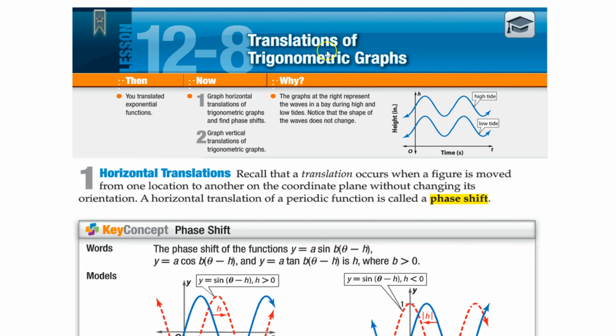12.8, translations of trigonometric graphs. So now we're going to talk about all the basic graphs we did last time, and then we're going to move them up, down, left, right, like we always do with graphs.